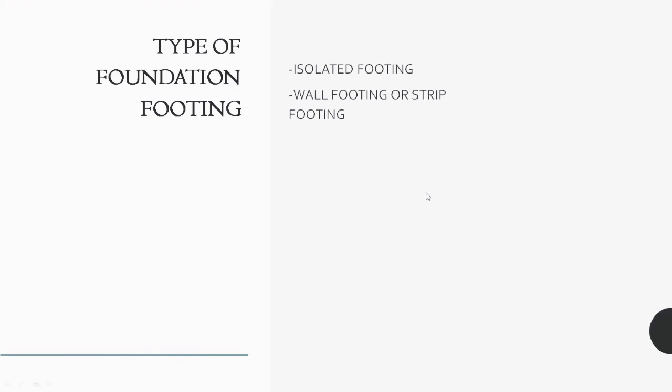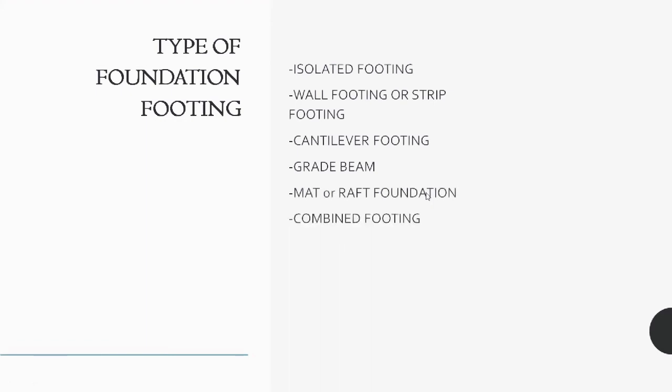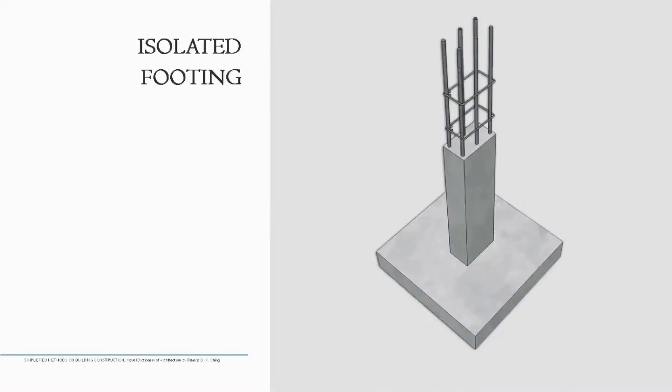Different types of foundation footing: the isolated footing, the wall footing, the cantilever footing, the grade footing, the mat foundation, and the combined footing. An isolated footing is a single spread footing supporting a freestanding column or pier. Ito yung usual natin ginagamit na klase of footing, the isolated footing.